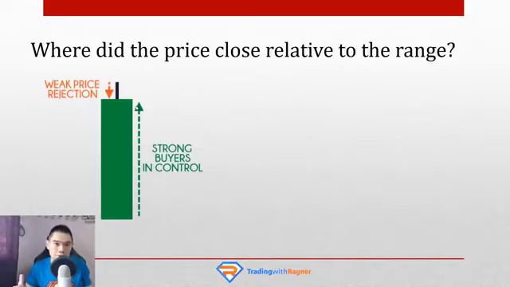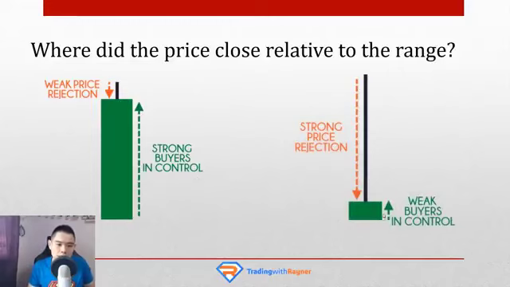And now another mistake that traders will make is that they'll start to find shortcuts. Oh, Rayner, does it mean that if the candle is green, it's bullish, candle is red, it's bearish? So simple. Well, not quite, because remember I said, where did the price close relative to the range? So over here, you can have a bullish close, a higher close, but this doesn't tell you that the buyers are in control. In fact, this to me shows a strong price rejection.